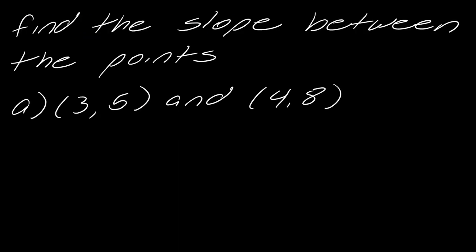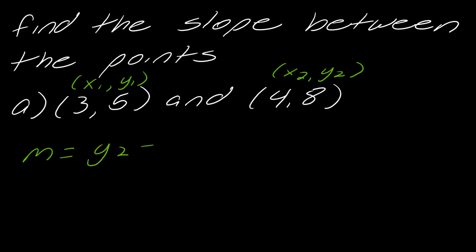So here are my 2 points. What I'm going to do is find the slope between them. Let's start by assuming this is my x1, y1, and that this is my x2, y2. Remember, my formula here is y2 minus y1 over x2 minus x1.